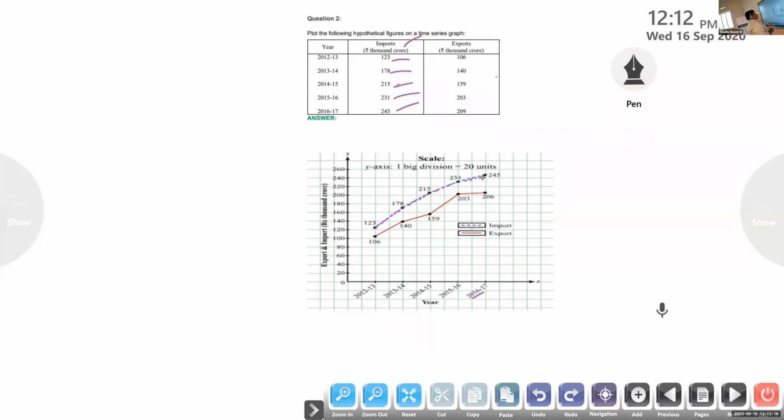Now both arithmetic line graphs are prepared, so now we are easily able to compare things. If asked what the import of 2012-13 is, we can easily say that it is 123,000 crore. At the same time, the export is 106,000 crore. Is that clear? Clear, right?